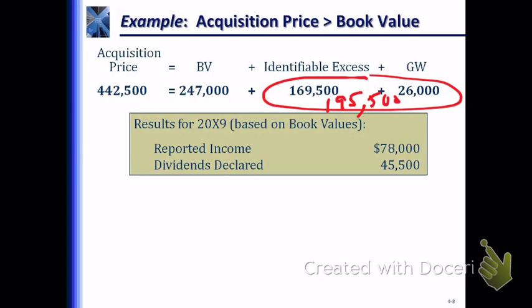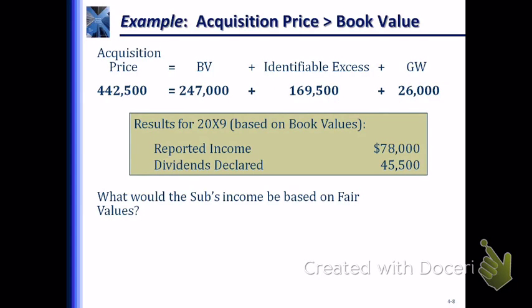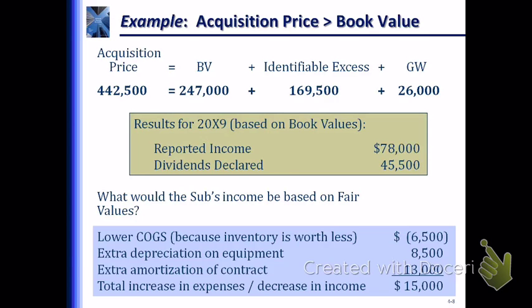So based on 2009, the subsidiaries' activity, they have income reported of $78,000. They have dividends declared of $45,500. So based on that, what would be the income that the consolidated entity would have? Well, the cost of goods sold should be lower because the inventory was worth less money, so the expense should be less. The depreciation was worth more, or the equipment was worth more, so the depreciation should be higher. And the contract was worth more, so the amortization should be higher.